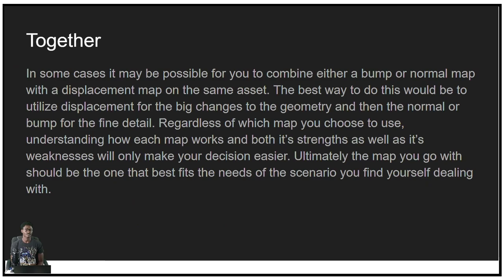So let's bring it all together. In some cases, it may be possible for you to combine either a bump or normal map with a displacement map on the same asset. The best way to do this would be to utilize displacement for the big changes to the geometry, and then the normal or bump for the fine detail. Regardless of which map you choose to use, understanding how each map works, both its strengths as well as its weaknesses, will only make your decision easier.